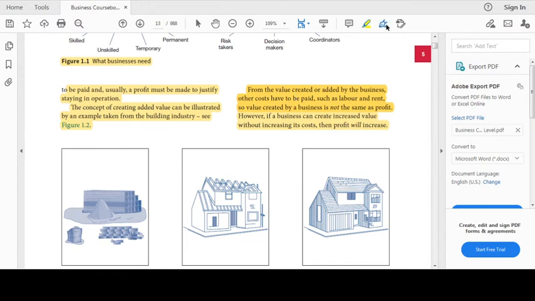Why is it never your profit? Let's say you got this material for 5,000 real and you sold the house for 50,000 real. This is added value. But when you get this 50,000 real, you need to pay for the labor, you need to pay for the taxes. So added value is not profit.